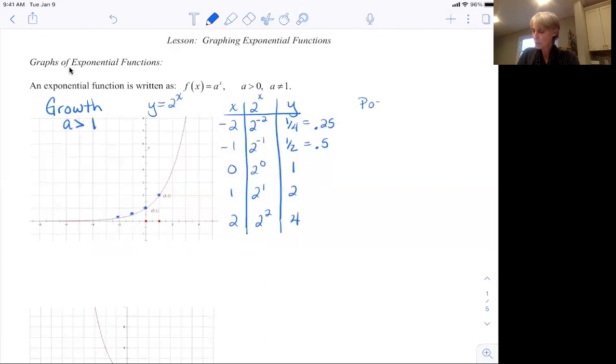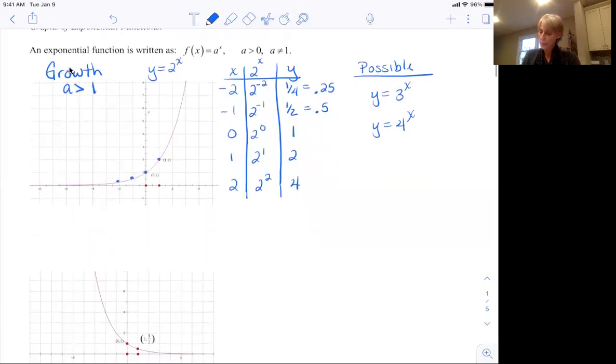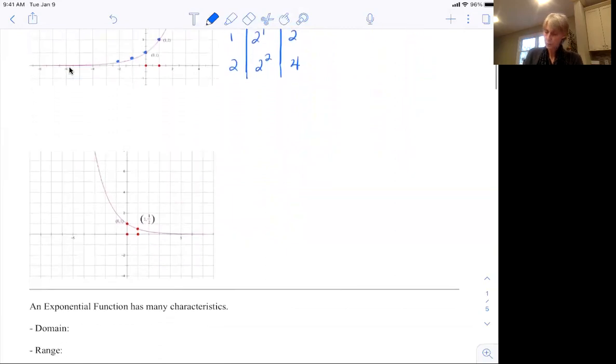Other possible equations: 3 to the x, 4 to the x, etc. Anything that has a base greater than 1. In the next example, obviously, this is an example of decay. And decay happens when our base is a number in between 0 and 1.